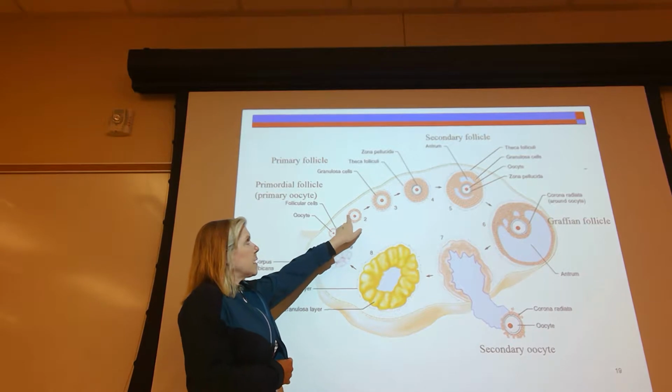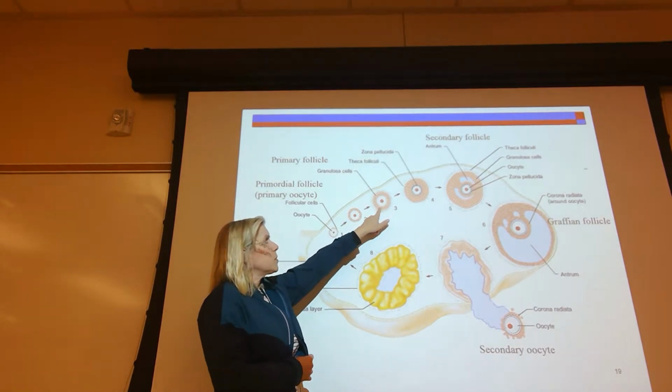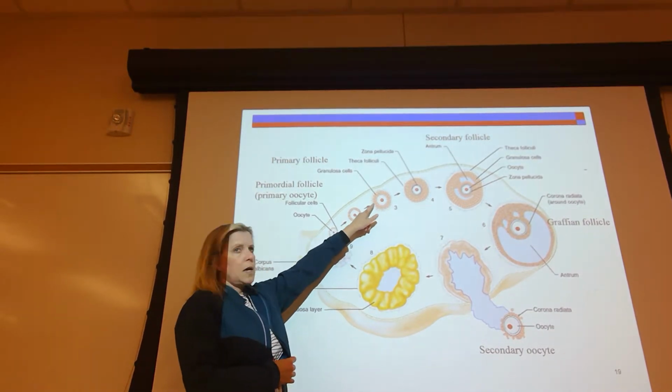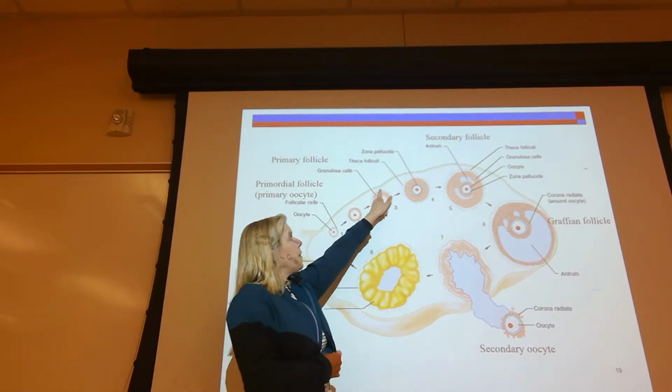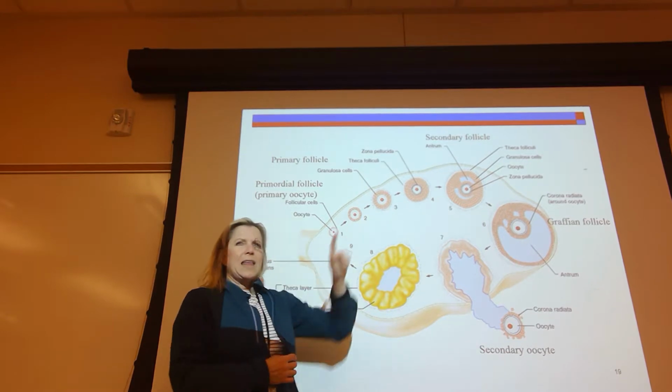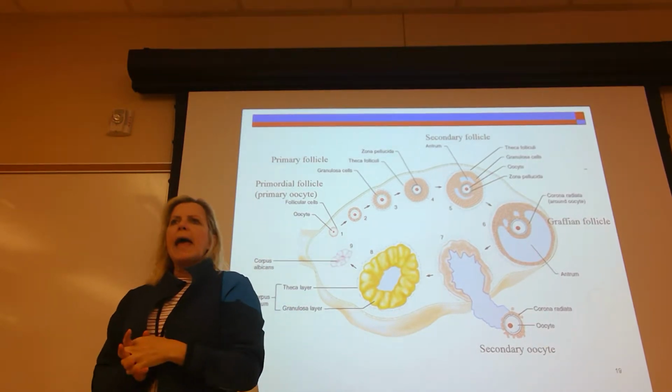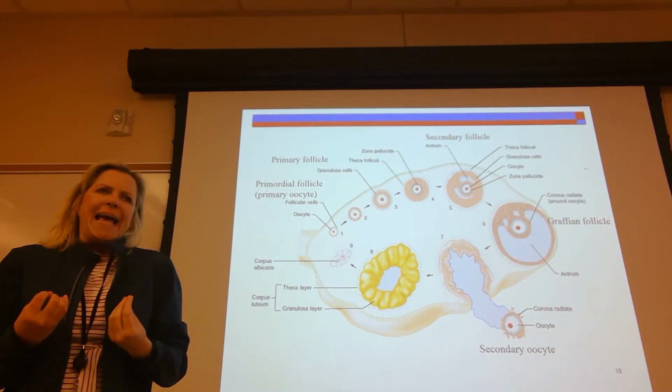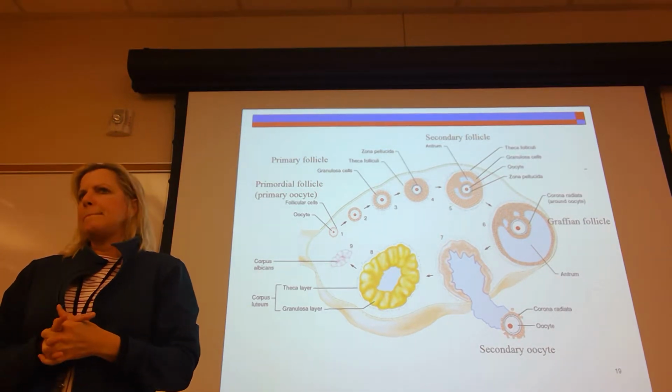As they mature, they get more and more of these surrounding support cells called granulosa cells. And around them is another set of cells called theca folliculi cells. And theca folliculi cells have muscle-like properties, but they are not muscle.